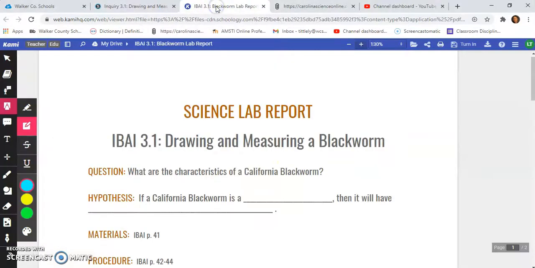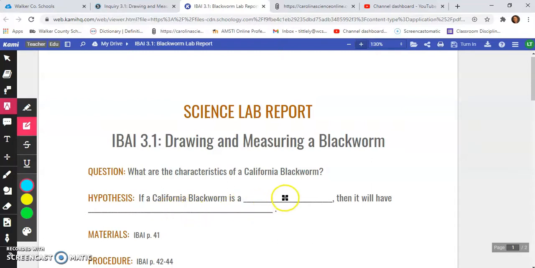You just open it with Cami, and on your lab report, it says that our question is, what are the characteristics of a California blackworm? Okay, so think about it. We know from its name that it's a worm, so that's a very big clue. So for your hypothesis, you would say if a California blackworm is a blank, then it will have blank.